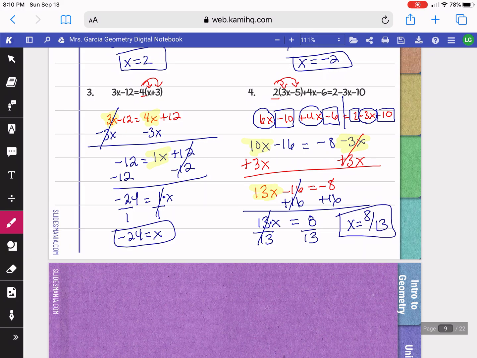And in math, sometimes you're going to get fractions. It doesn't mean you did it wrong. It's just if you can't simplify the fraction, leave it alone. Sometimes you can change it to a decimal, but if you do 8 over 13, you get 0.615 and it keeps going. You don't want to estimate or round because then you'll lose accuracy. So we're going to leave this one as a fraction.